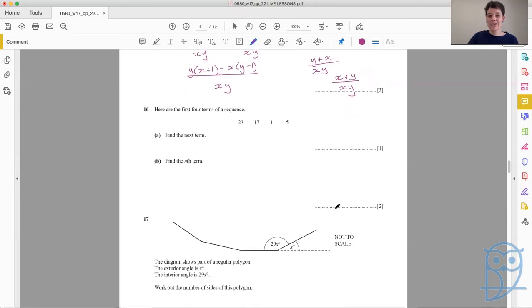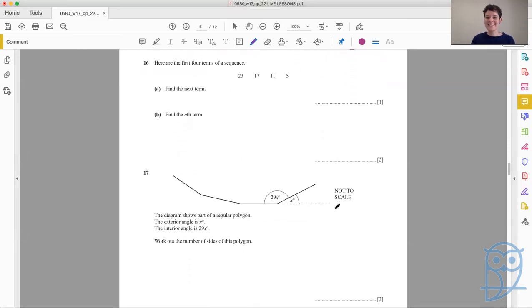So moving on, jumping topic again, question 16 gives us the first 4 terms of a sequence, asks us to find the next term and the nth term. So whenever we see a sequence, the first thing we do is look at the difference. So from 23 to 17, we've said minus 6. From 17 to 11, minus 6, and we're starting to smile. 11 to 5, minus 6 again. Fantastic. We have a lovely, straightforward, linear sequence.